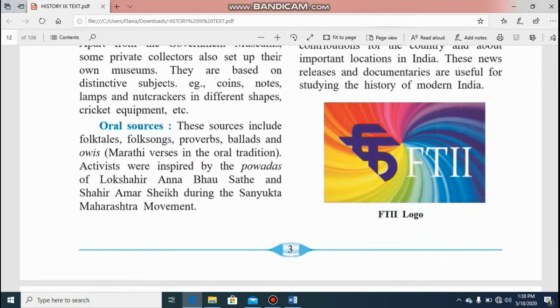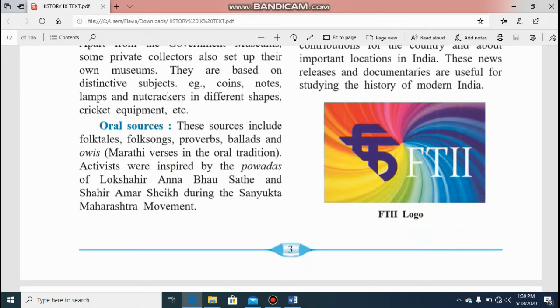Oral sources. These include folk tales, folk songs, proverbs, ballads, and ovis. These ovis are Marathi verses. Oral songs are songs or stories which are not written but orally sung or told and passed down through ages. To make this concept simple, at present we are hit by a pandemic, coronavirus. So many poems and songs are written on this subject.